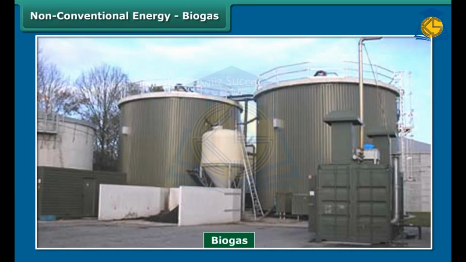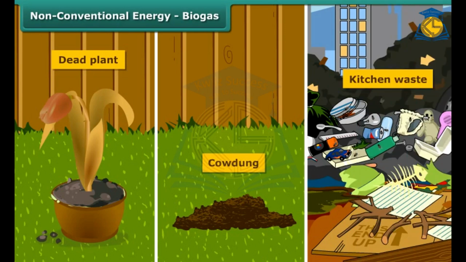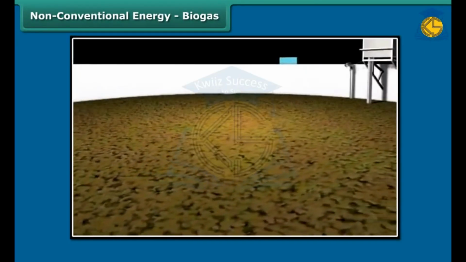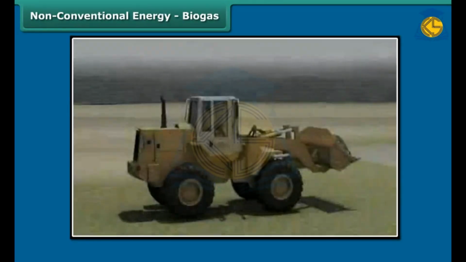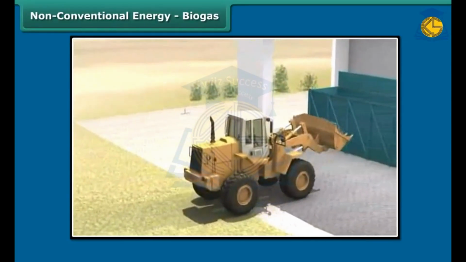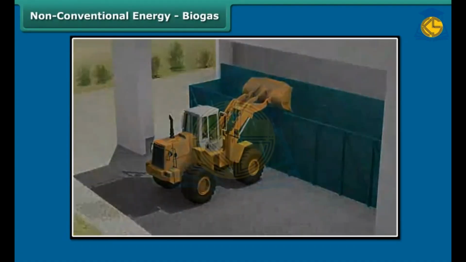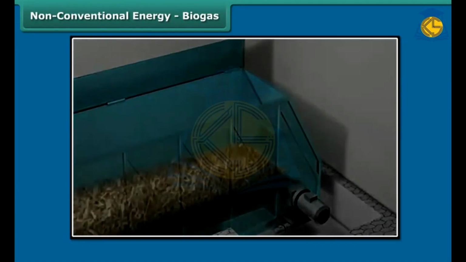Non-conventional energy. Biogas. Biogas is another non-conventional energy which is a mixture of methane and hydrogen gas. Organic waste such as dead plants, animal dung, and kitchen waste is decomposed by bacteria in biogas digesters to emit biogas. It is an excellent fuel for cooking and lighting purposes.